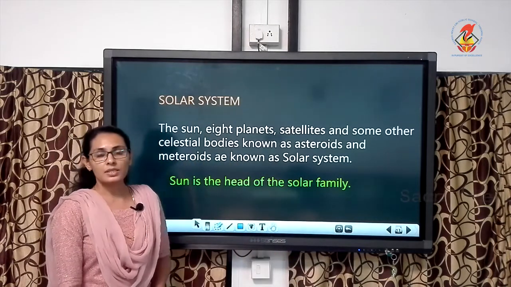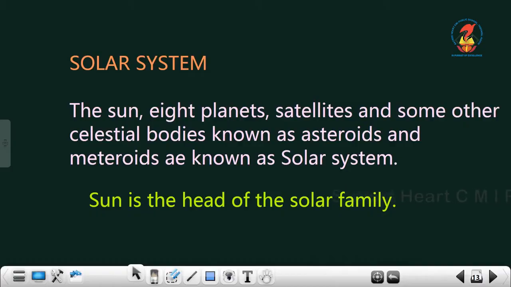So, what do you mean by solar system? We already know that, is it? The sun, 8 planets and satellites, some other celestial bodies which are known as asteroids and meteoroids. They are known as solar system. Understood? What do you mean by solar system? The sun is there and 8 planets, satellites and other celestial bodies, some shining objects, that's known as asteroids and meteoroids. That all together we know as solar system.